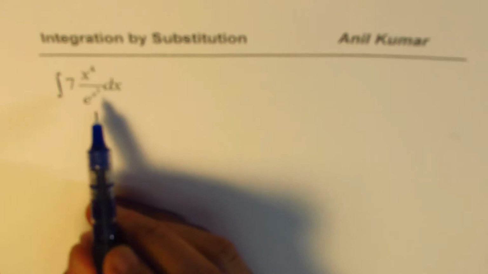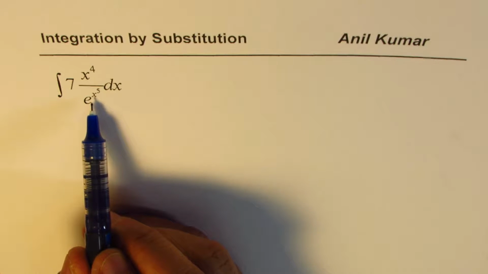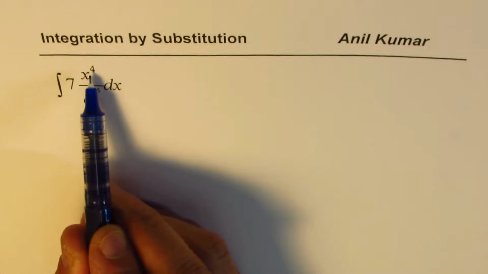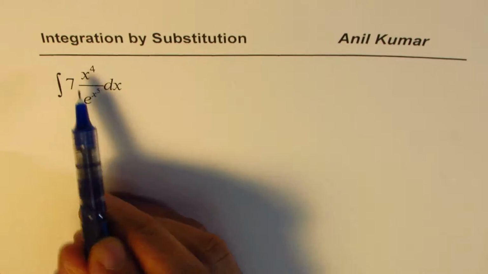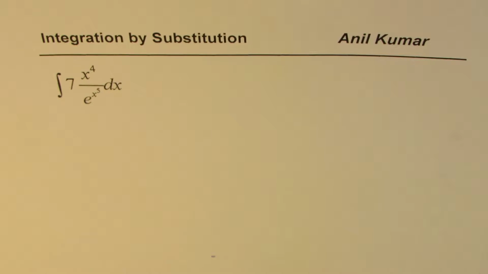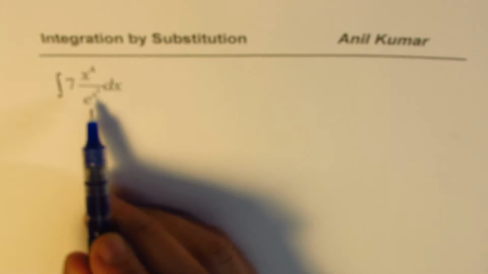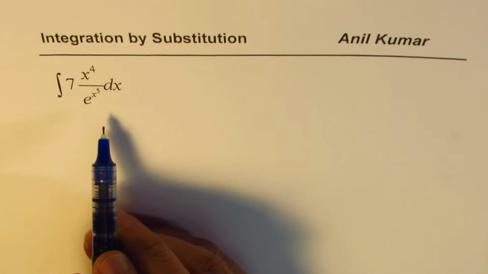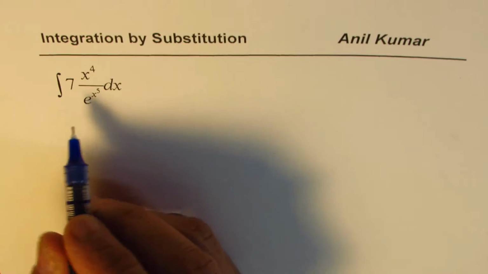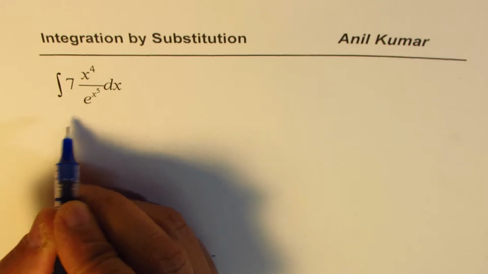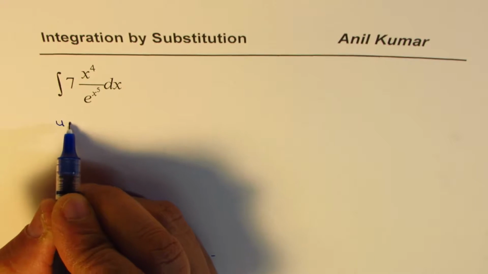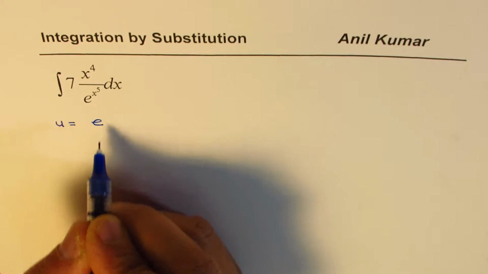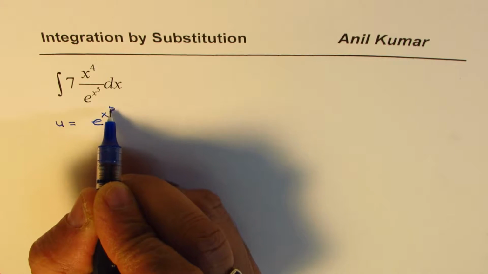Now here what you observe is that the derivative of x to the power of 5 is 5 times x to the power of 4. Anyway, once you get that kind of a derivative inside, that means the origin could be from the chain rule of differentiation. We could apply substitution. So the substitution which we could do here is we could write u equals e to the power of x to the power of 5.